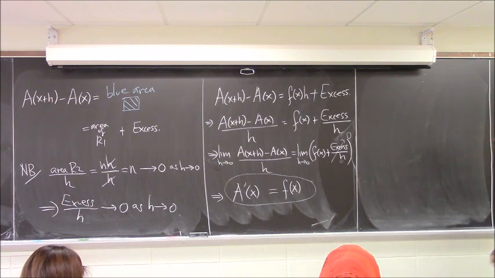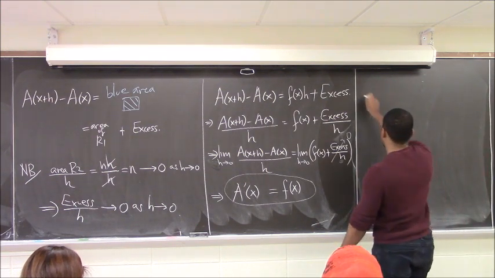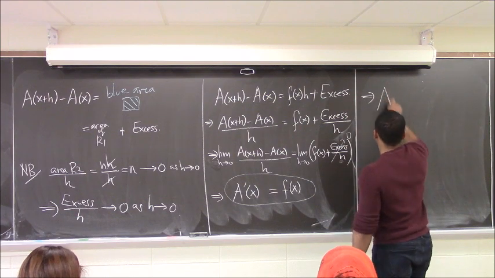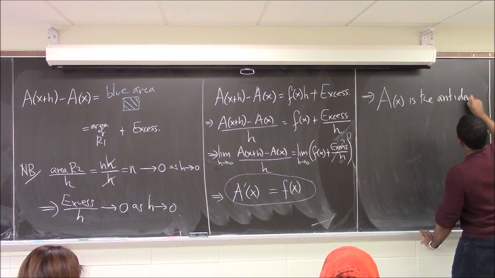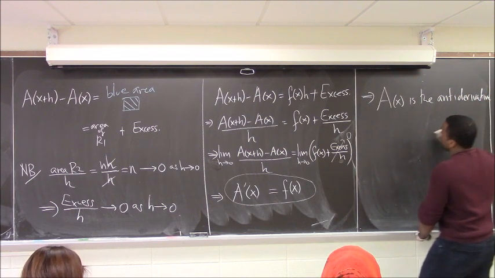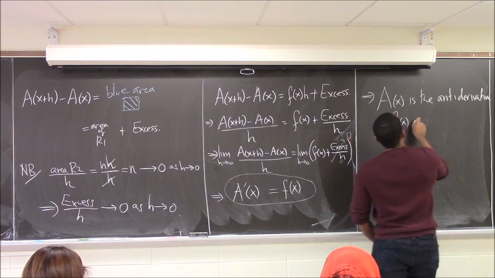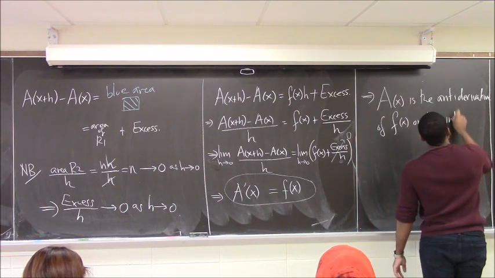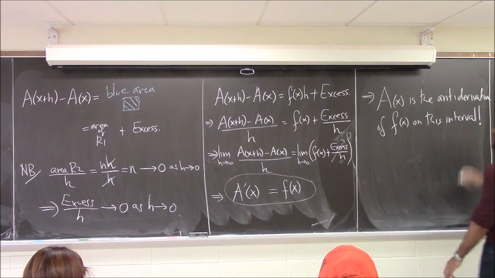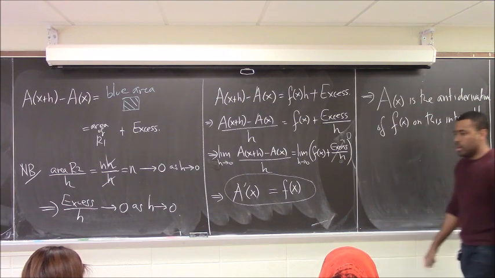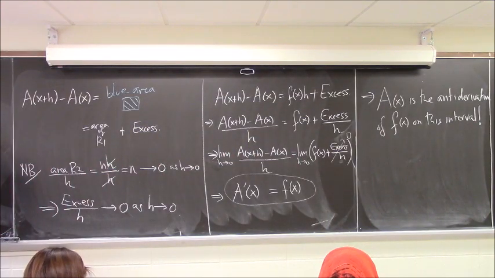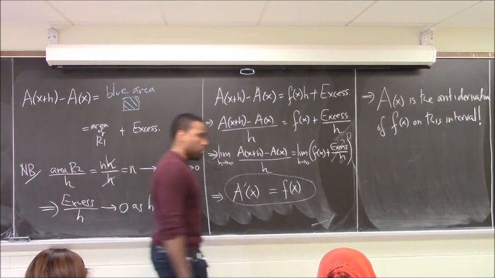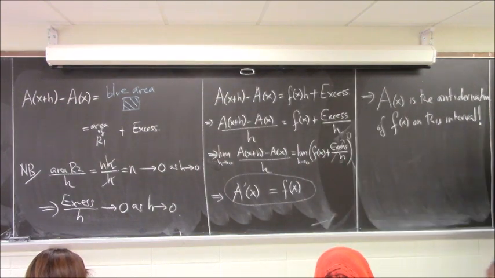What would you be able to say here? That means that A of x is the antiderivative of f on this integral. Which is a strange thing to actually show up. Somehow that reversing a derivative is connected to an area in this particular way. And so we might say, would something like that always happen?